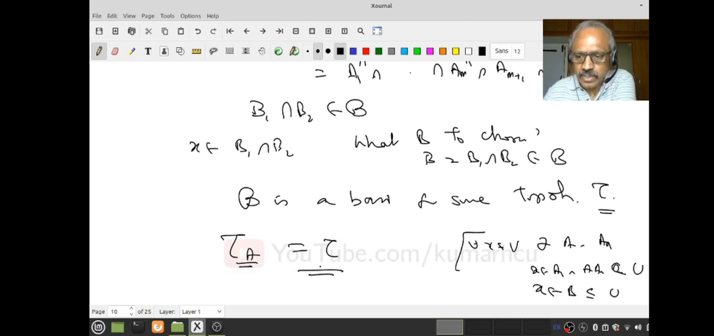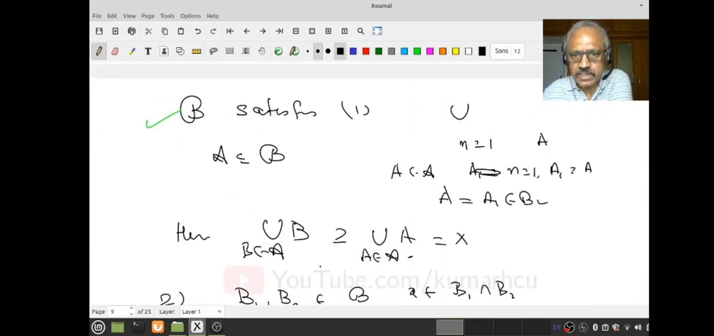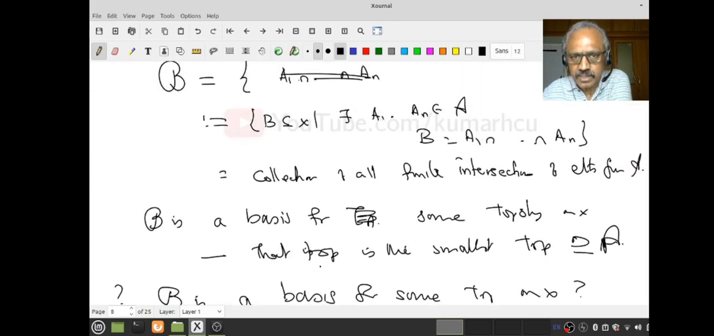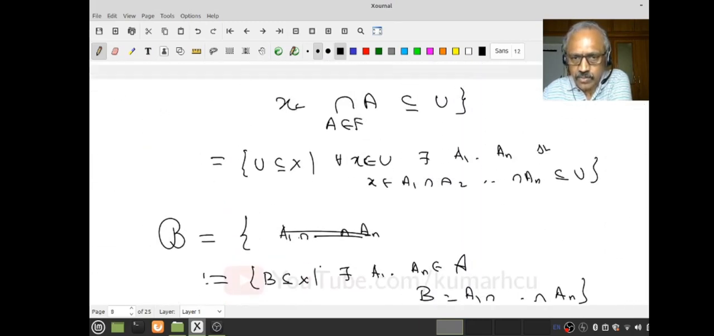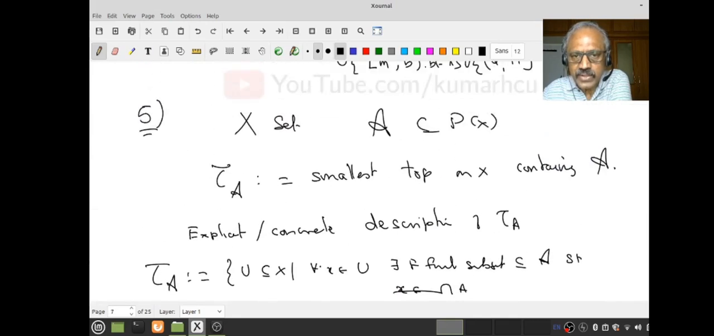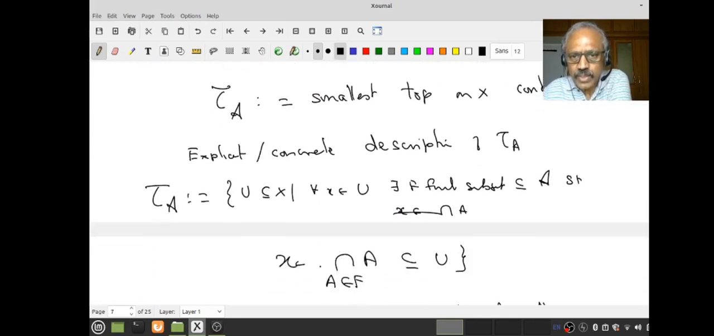So without introducing the notion of a basis for some topology, I defined it in a concrete way. You may wonder why I did that, because when I introduce a basis, it looks all well and good because it's jargon. But in reality, whenever I have a script A, I want to deal with tau of A, the smallest topology containing A, and this definition will be the most useful.